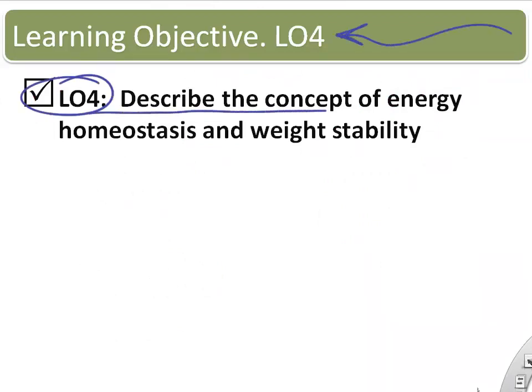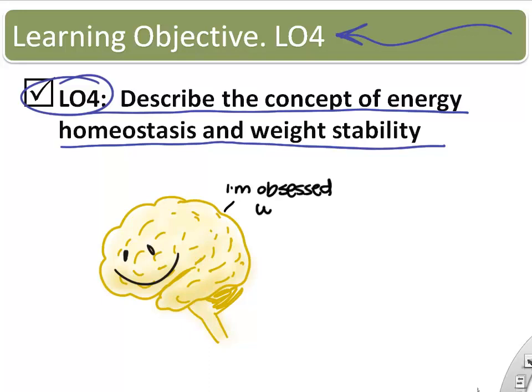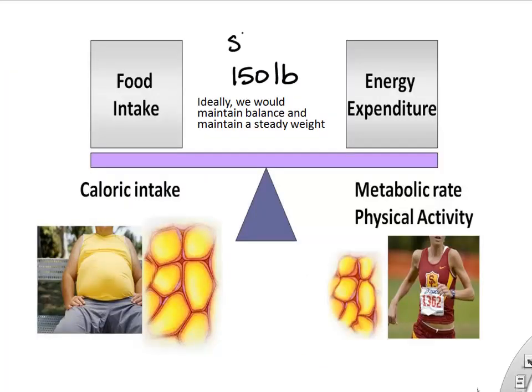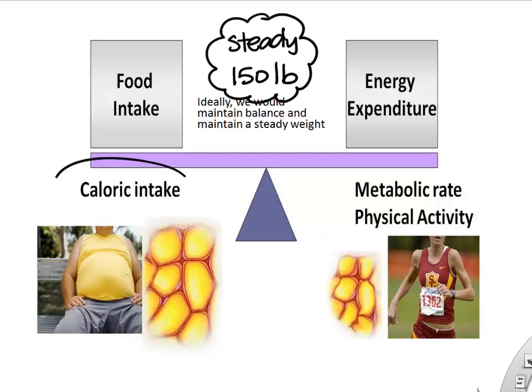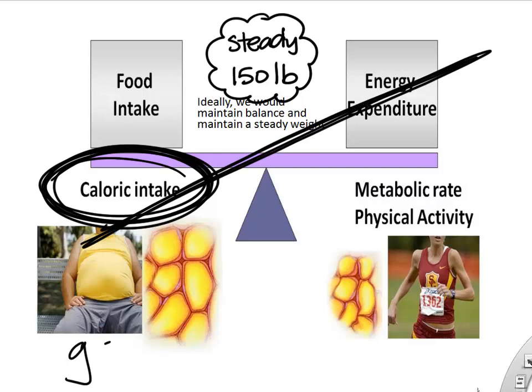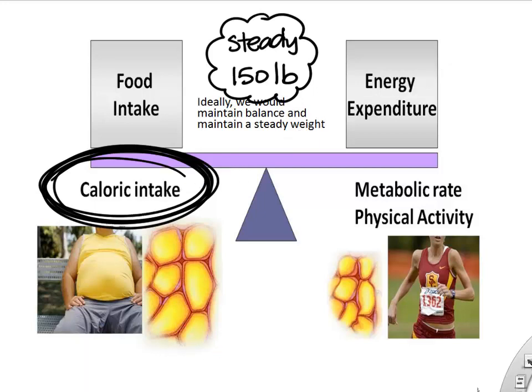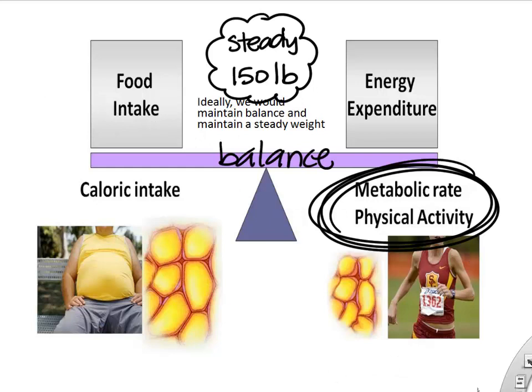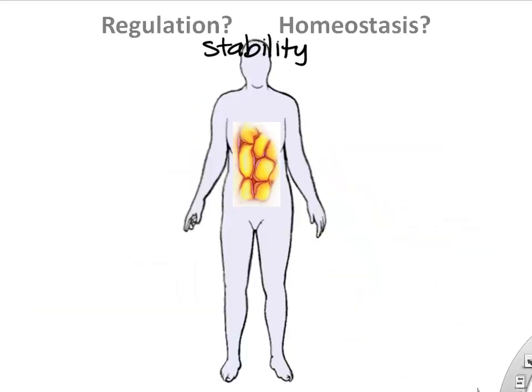So the next learning objective, we're going to change gears a little bit and talk about this concept of energy homeostasis and weight stability. And it really relates to homeostasis of our fat energy stores and also our body weight. So our brain's pretty obsessed with homeostasis, but couldn't the brain regulate our body weight and our body fat? So again, if you think about your body weight, and if you want to keep your body weight stable, you've got to balance calories and your energy expenditure. If you have more food intake, then you'll gain weight. If you have an increased metabolic rate in physical activity, you'll decrease your body weight, and some sort of balance between them will keep you at a steady body weight.